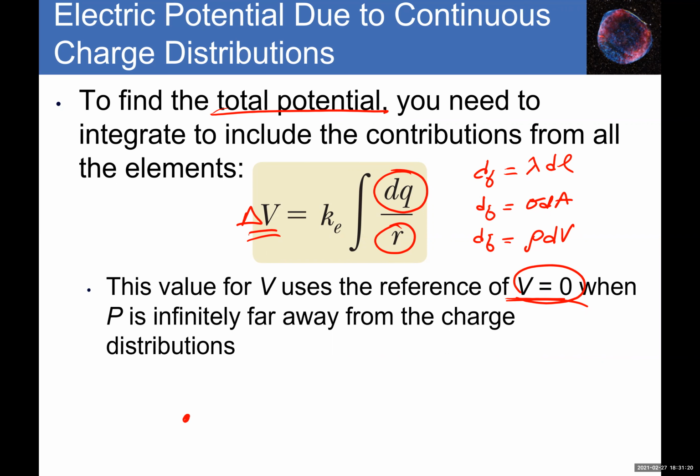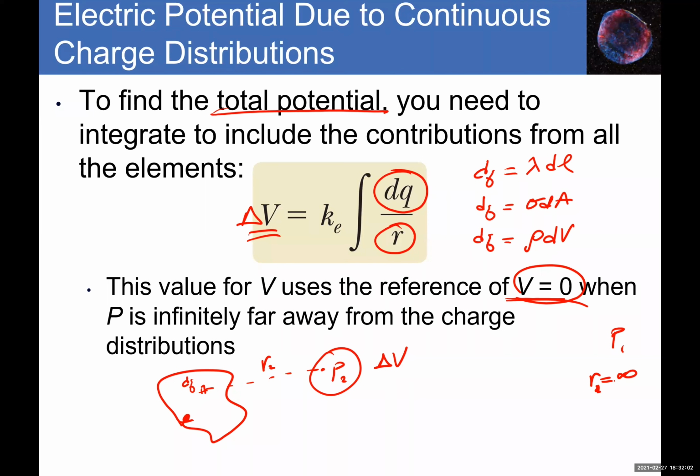For example, if this is my distribution, here is point p. I'm going to take a small element dq. So this is position 2, for example, where position 1 is infinitely far away. That means I know that the potential over there is 0, so all I have to do is calculate the potential here, and that's my delta v. Then when I bring a charge from infinity to that point p2, I can also calculate the change in potential and the change in potential energy.